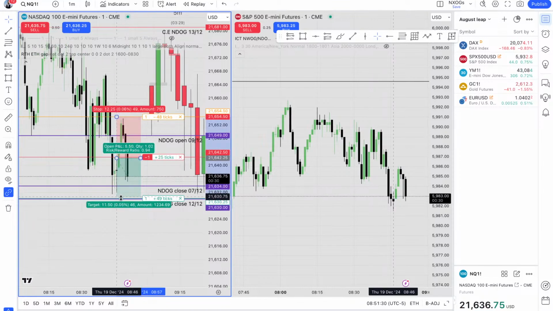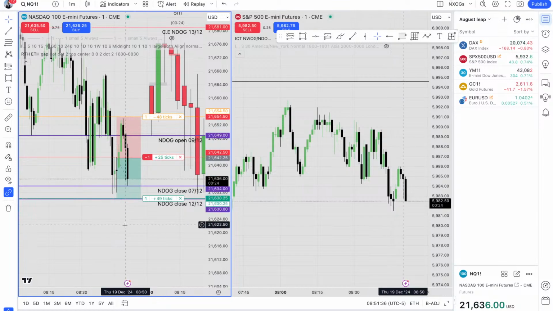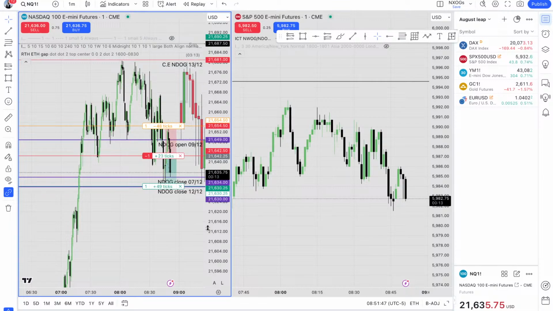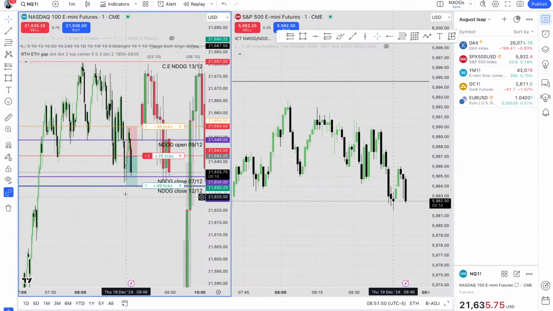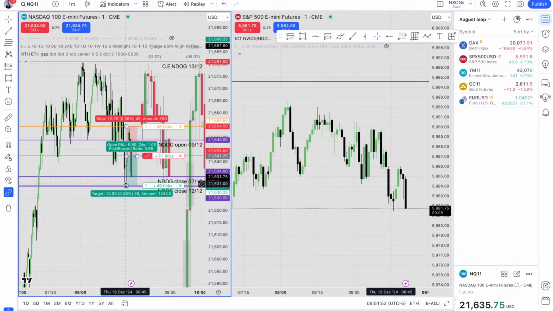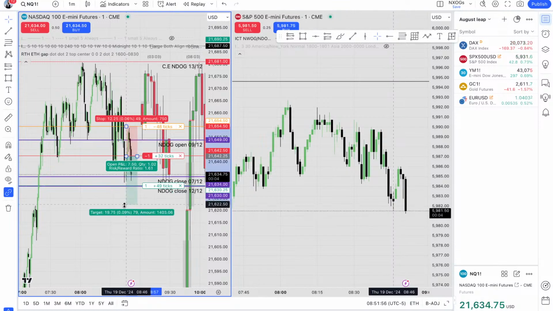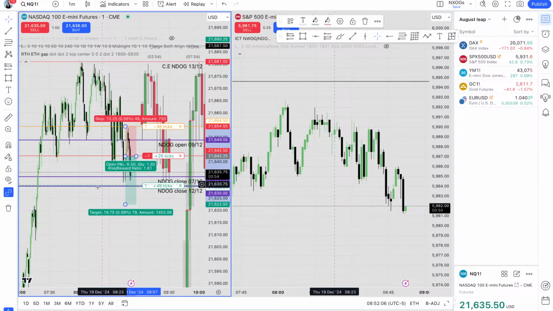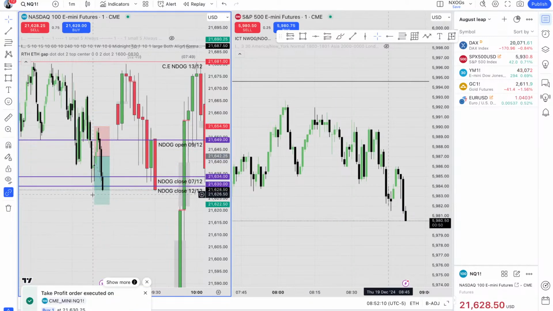We have also 12 points for TP. I know it's 101. I can't target for more, but then I'm going to have to change the stop loss. Okay, now we have an SMT. So ES took the low there. NQ, okay. TP hit profit.